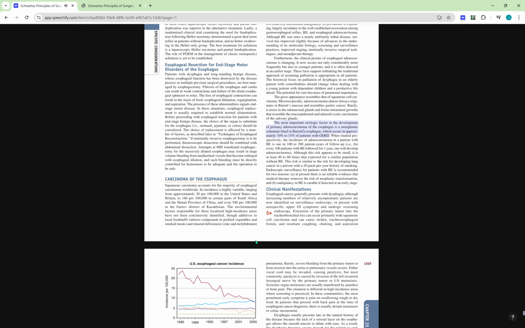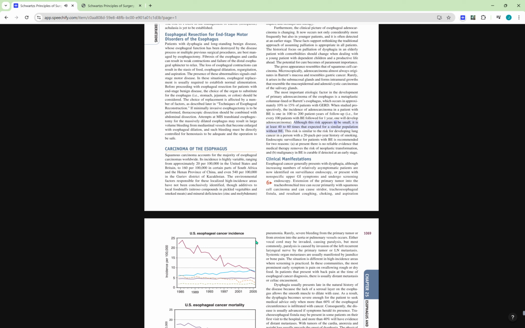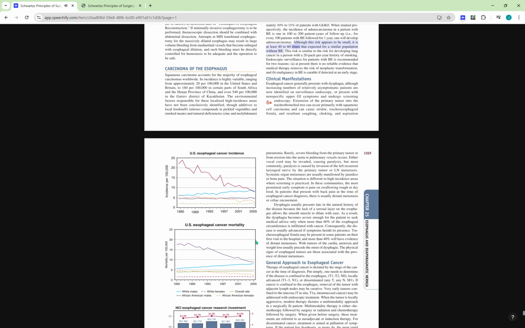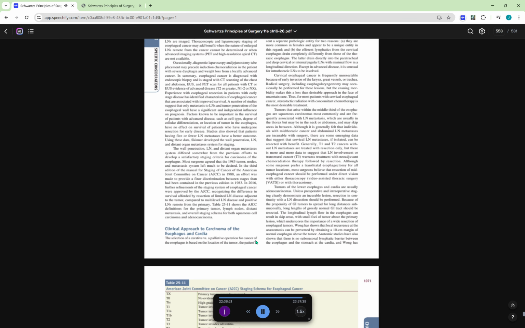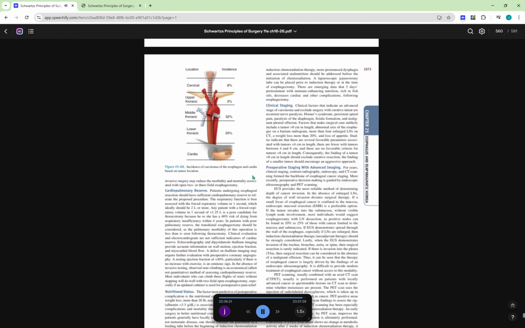columnar lined or Barrett's esophagus, which occurs in approximately 10% to 15% of patients with GERD. When studied prospectively, the incidence of adenocarcinoma in a patient with Barrett's is 1 in several hundred patient years of follow-up. Although this risk appears to be small, it is at least 40 to 60 times that expected for a similar population without Barrett's. This risk is similar.